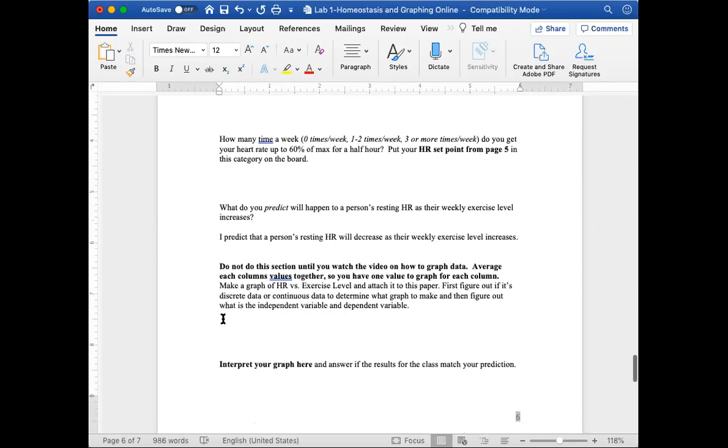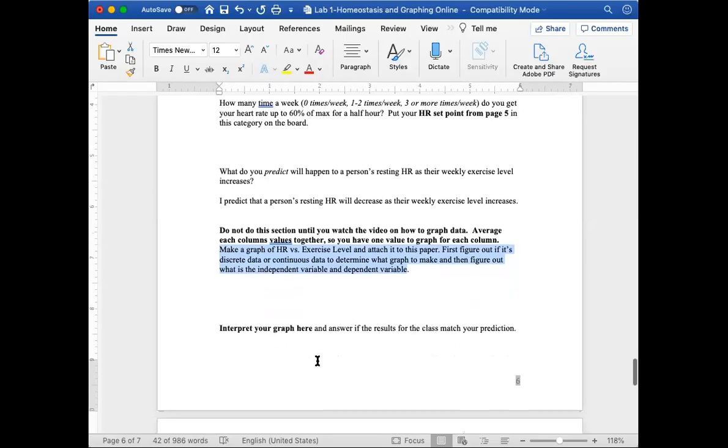Okay, let's talk about graphing. So the last thing that you're going to do is make a graph of heart rate versus exercise level, and you're going to hand it in. And then you're going to interpret the graph. When you interpret the graph, please write in complete sentences. I want you to tell me if the results that we got for the class match the predictions that you made just a second ago.